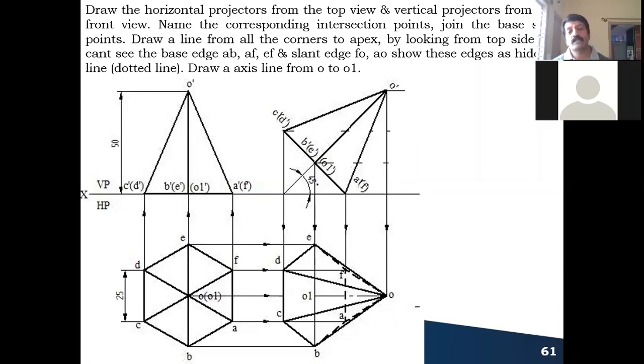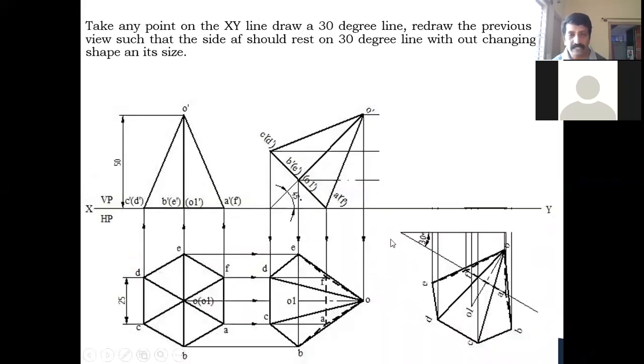The third position he has given: the edge which is resting on HP is inclined at 30 degrees to VP. So this is the edge. AF is the edge which is resting on HP. The same edge is inclined at 30 degrees to VP, he says. So what you do is take any one point on the XY line. Here I have taken it a little bit below the XY line so that the views or the top views won't overlap or cross each other.